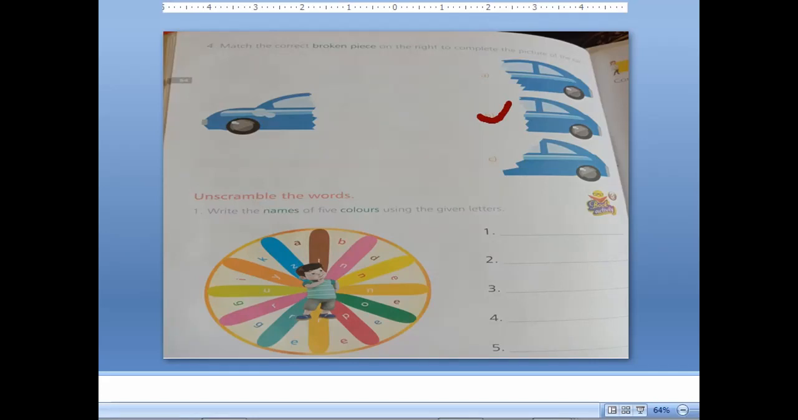Okay, cutie. So first one is green, G-R-E-E-N, green. Second one is red, R-E-D, red, very good. Third one is blue, B-L-U-E, blue. Next one is pink, P-I-N-K, pink. Next one is orange, O-R-A-N-G-E, orange. Five colors, you have chosen. Okay?